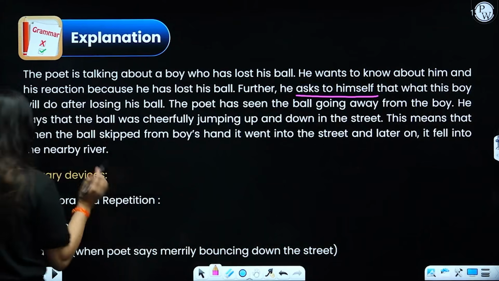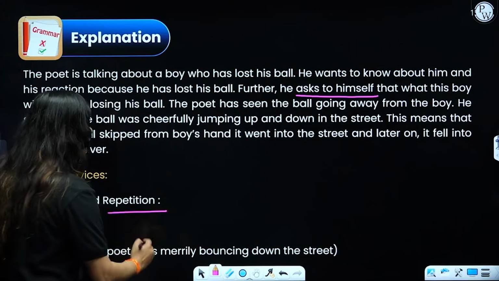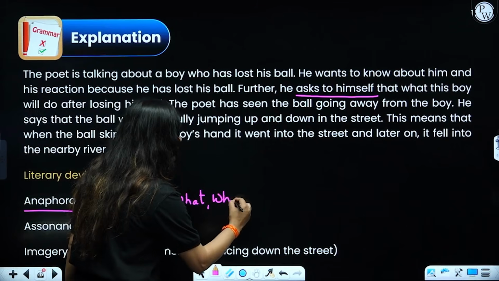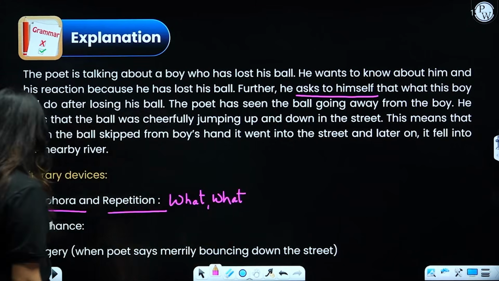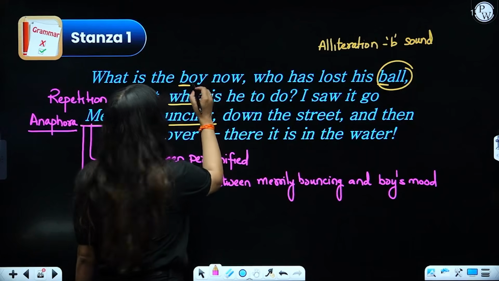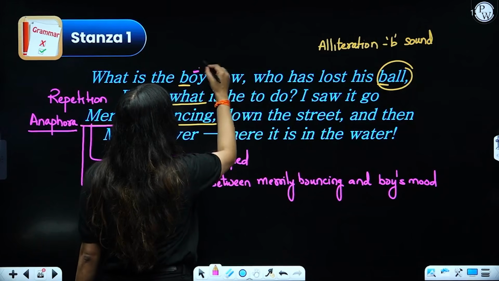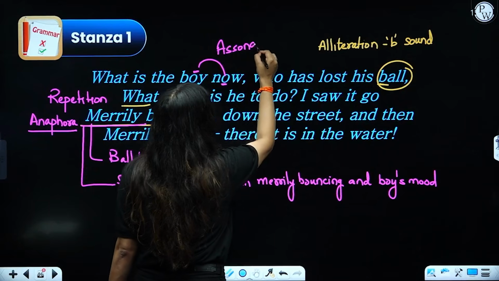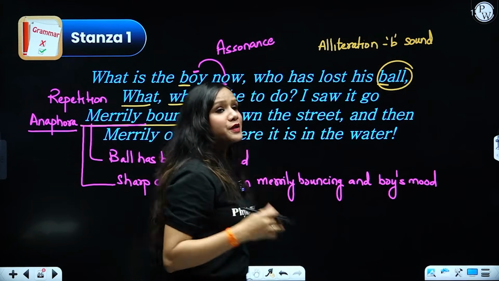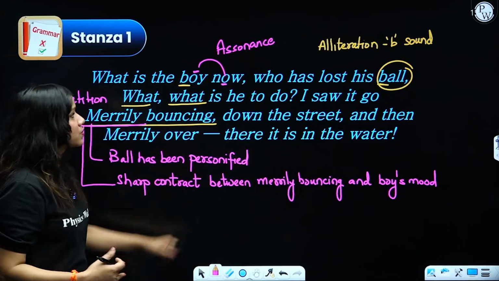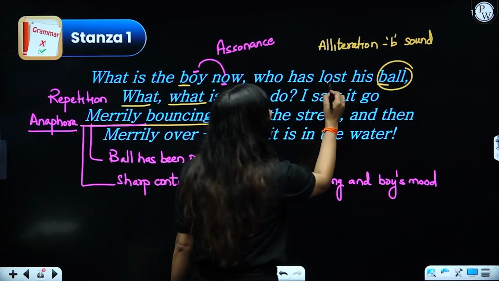Now literary devices, I told you, anaphora and repetition, where in the word what? Then we have assonance. Assonance where? Let us have a look. In boy and now, the O sound is getting repeated. And what is the meaning of assonance? Repetition of vowel sound within these two closely placed words. We have boy, we have now, we have lost, right?